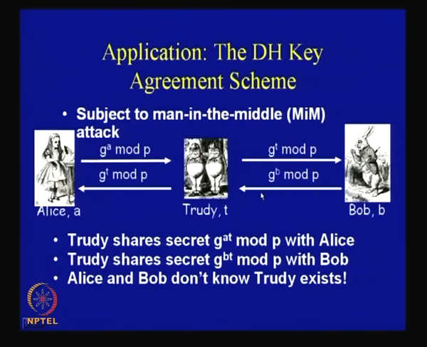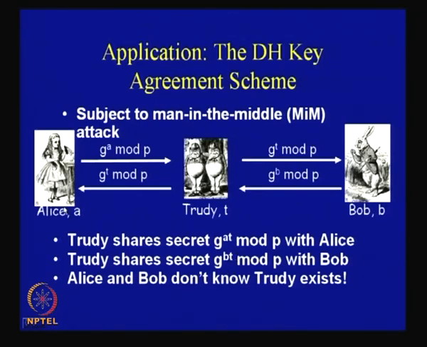Both of them actually compute the value of g power of bt modulo p. So now you see that both Alice and Trudy can continue their communications using the secret key g power of at modulo p. What about Trudy and Bob? They can continue communications using g power of bt modulo p.